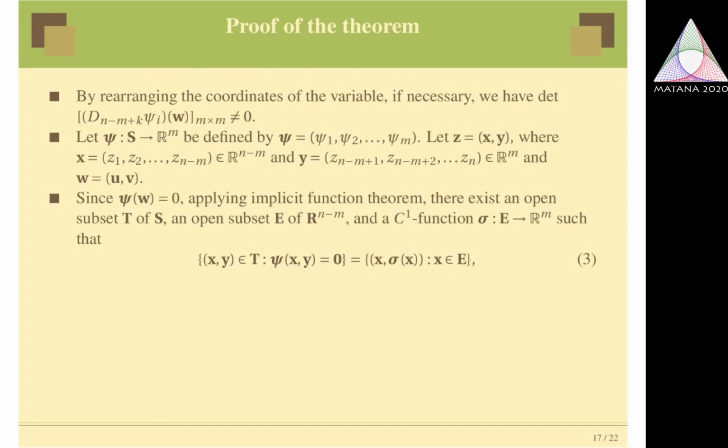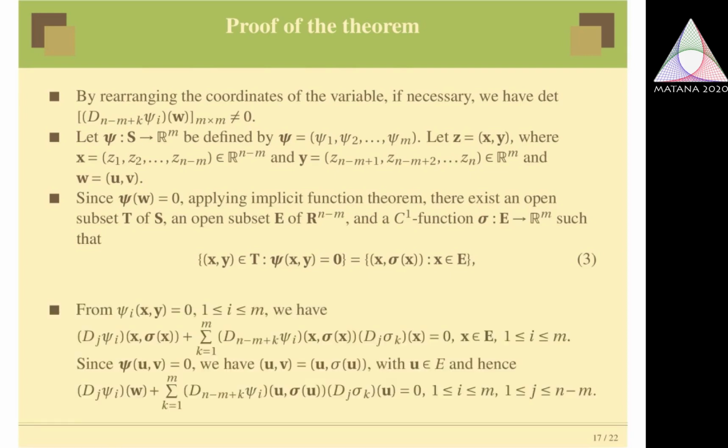Then there exists an open subset T of S, an open subset E of R^m, and a C1 function sigma from E into R^m such that the set of all (x, y) in T such that psi of (x, y) is equal to 0 is the same as the set of all (x, sigma(x)) where x varies in E. Therefore, we have psi of (x, sigma(x)) is equal to 0 for all x in E. Therefore, we get that psi_i of (x, sigma(x)) is equal to 0 for all x in E and for all i varies from 1, 2, 3 up to m. Note that this x has n minus m coordinates.